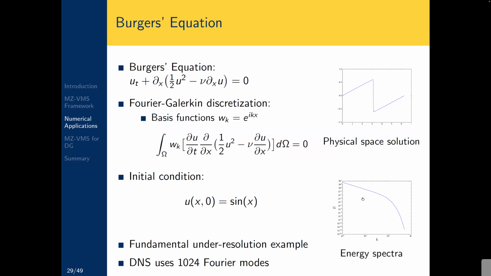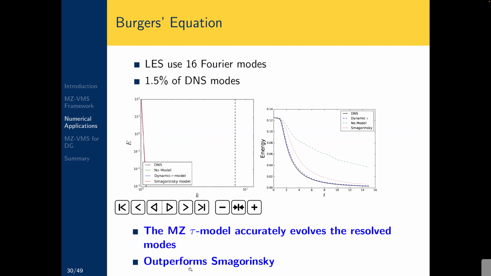So you can see, as the solution kicks off, energy comes out to high wave numbers, and then it gets dissipated. This is a very basic under-resolution example. To actually resolve all this with Fourier-Galerkin methods, you need 1024 Fourier modes. So I'll look at doing, quote unquote, LES of this type of system. I'll use only 16 Fourier modes, and that's 1.5% of what we needed for the direct computation.